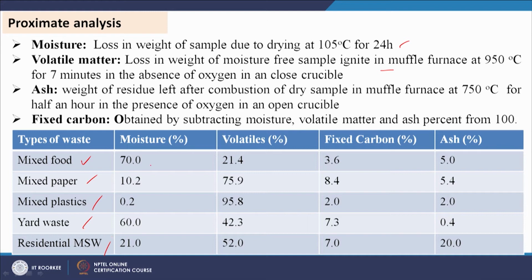So, typical moisture content values are shown here, typical volatiles are given here, fixed carbon content is also given, and ash content is also provided. So, these are some typical examples of different types of waste materials.